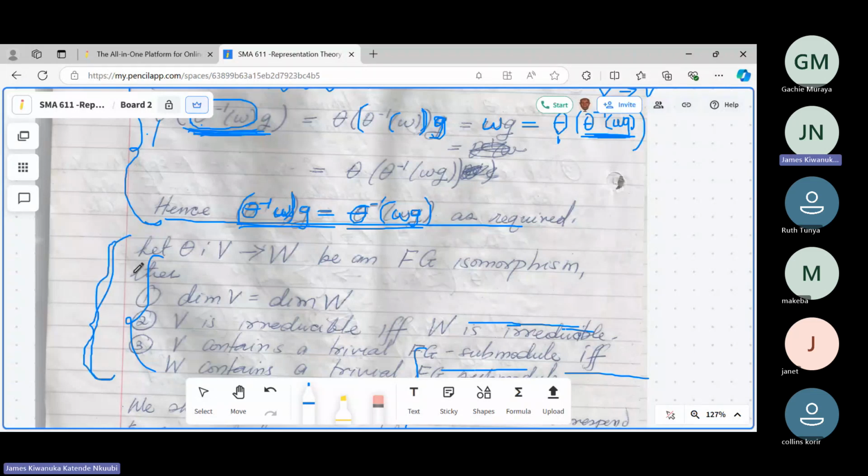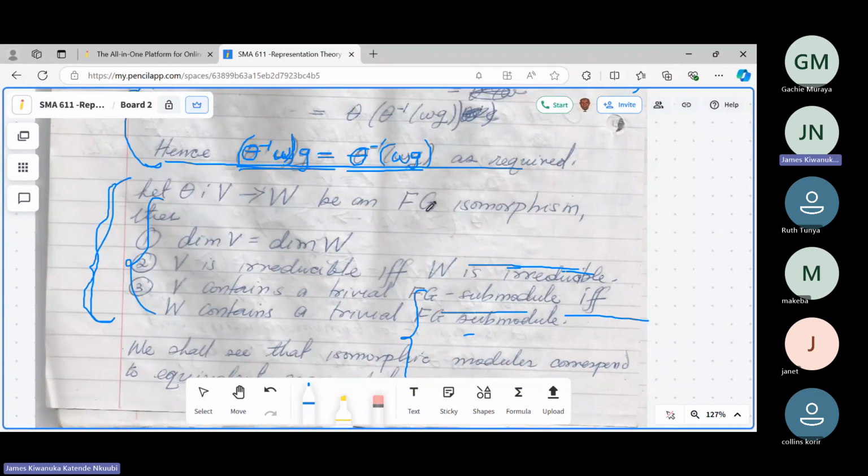So take this. There's some statement here which says that if theta is an FG isomorphism, keyword is isomorphism, then the two FG modules must be of the same dimension. Assuming they're finite, also we are working with finite dimensional vector spaces, so the dimension of V is the same as the dimension of W, as long as it's an isomorphism.